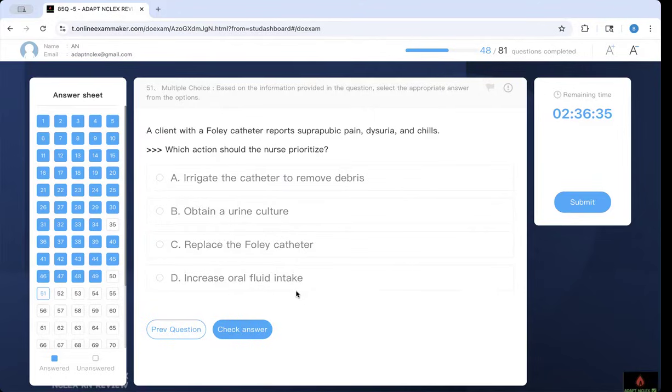But which action should the nurse prioritize? Prioritization 101. A client with a Foley catheter reports suprapubic pain, dysuria, and fever. Which one would you prioritize? Irrigate the Foley to remove the debris, obtain a urine culture, replace the Foley catheter, increase oral fluid intake. What do you think? Patient is having fever, dysuria, and suprapubic pain, and they have a Foley catheter. This is a catheter-associated infection. And therefore, what do you want to do? You need to do something. Prioritization 101. Put down your answer and let me know.